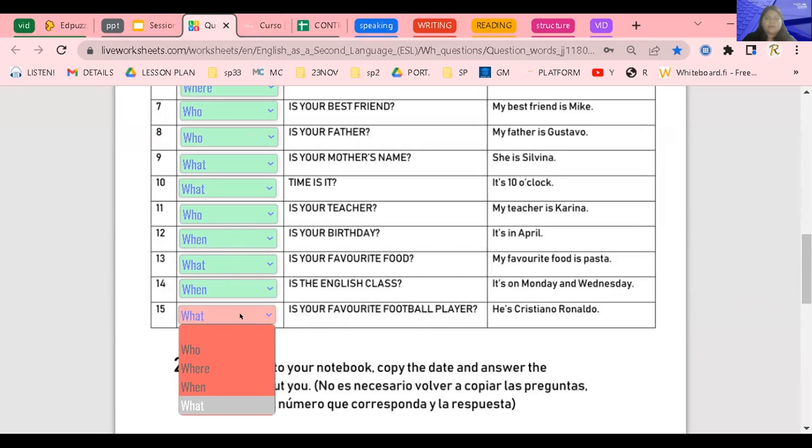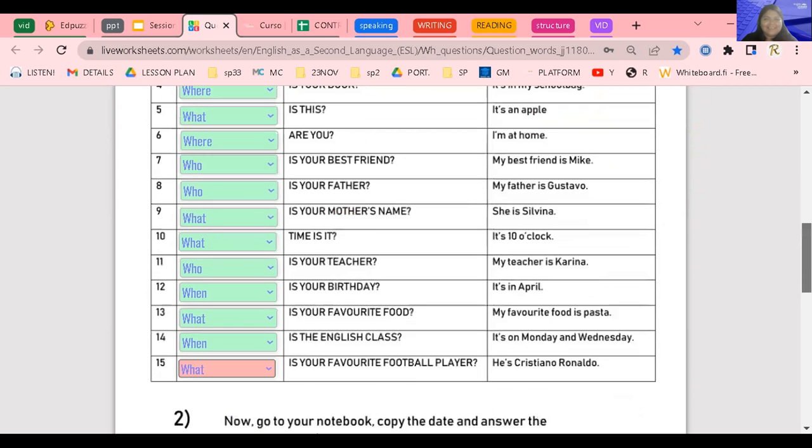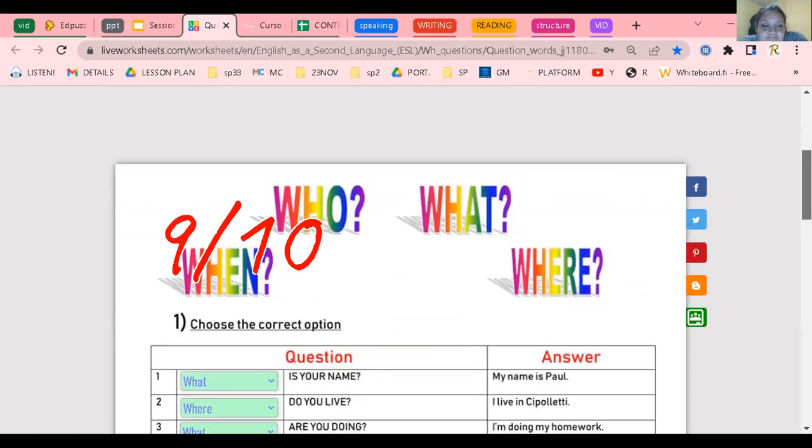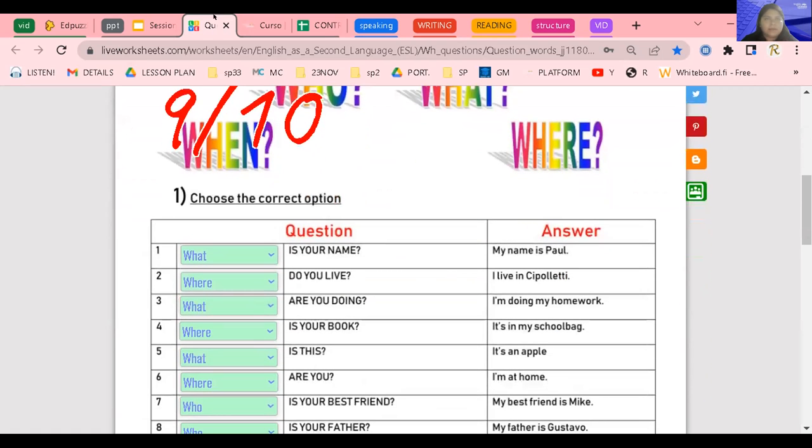Ah, okay. So we made a mistake. We want to finish. So what is the correct answer here? ¿Cuál era la respuesta correcta acá? Who. Who, right? Who is your favorite football player? Ahí era who. So check that and correct that. Corrijan esa ustedes en la worksheet que ustedes tienen.